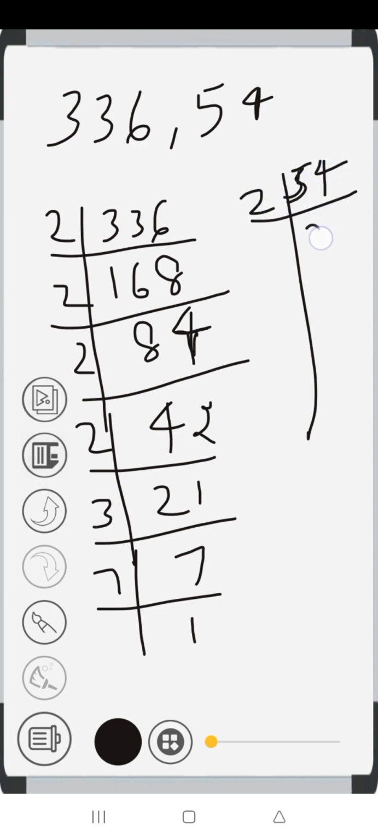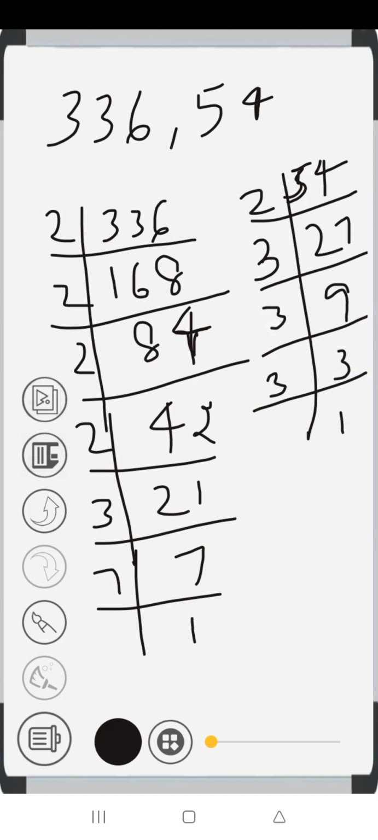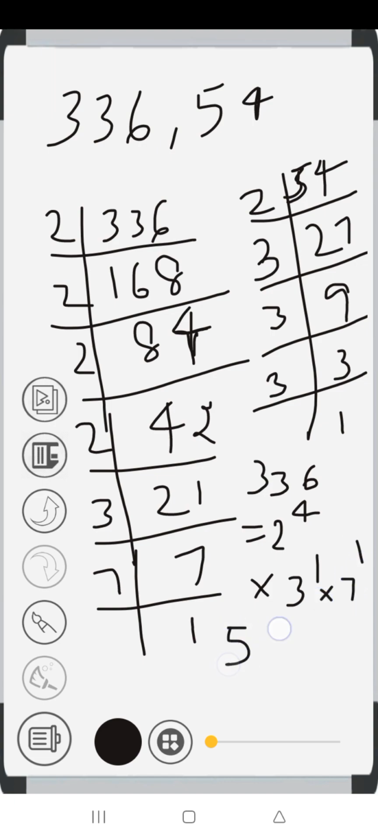Next it is 54. 2 into 27 is 54. 3 into 9 it is 27. 3 again we get 3 and 3 1. So from this we can say that 336 is equal to 2 power 4 into 3 power 1 into 7 power 1. Similarly, 54 is equal to 2 power 1 into 3 power 4.